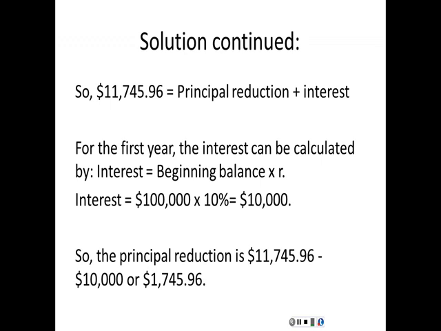So you're really not paying down much principal in your first year. And remember, paying down principal is the same idea as building equity or ownership in the house. So in the early stages of a mortgage, you don't build up much equity, in other words. So the principal reduction for the first year is just simply the difference, or $1,745.96.